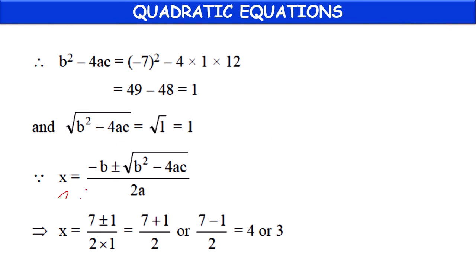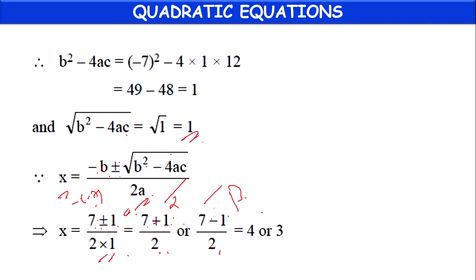Now x value, minus b plus or minus root of b square minus 4ac by 2a. So minus b, so minus of minus 7, it will become plus 7, plus or minus. This under root value we have already calculated, which is 1. 2 into a value 1, 2 into 1. So 7 plus 1, one value. 7 minus 1, another value. 7 plus 1 by 2, alpha value. 7 minus 1 by 2, beta value.